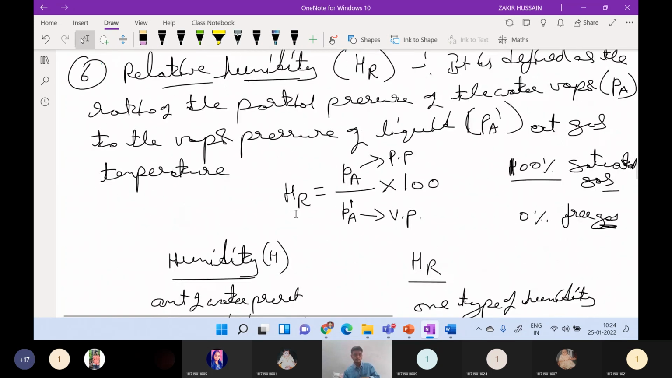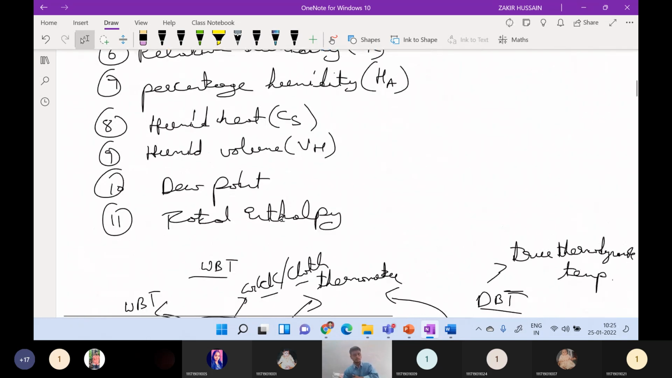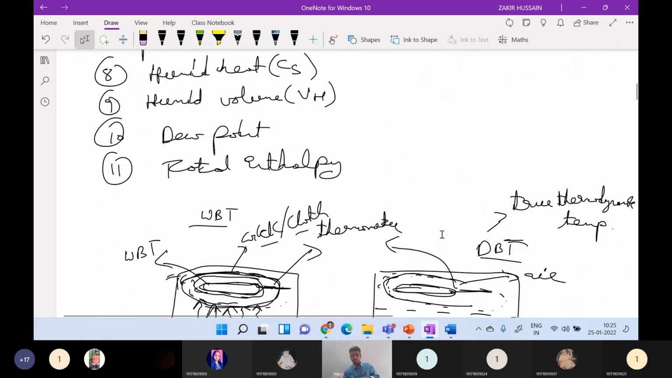Only two definitions are left, I think. Yeah, dew point and total enthalpy. We will be seeing this in the next class.